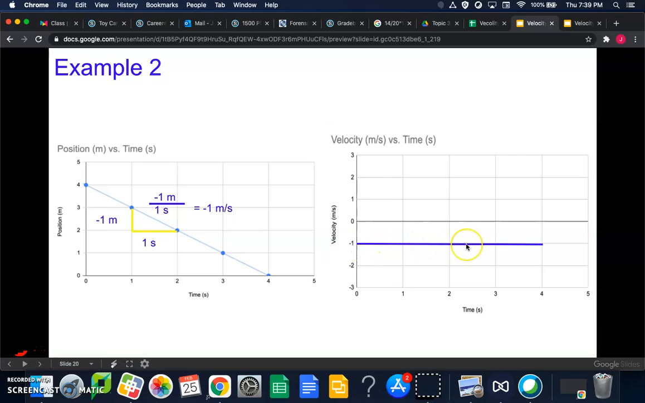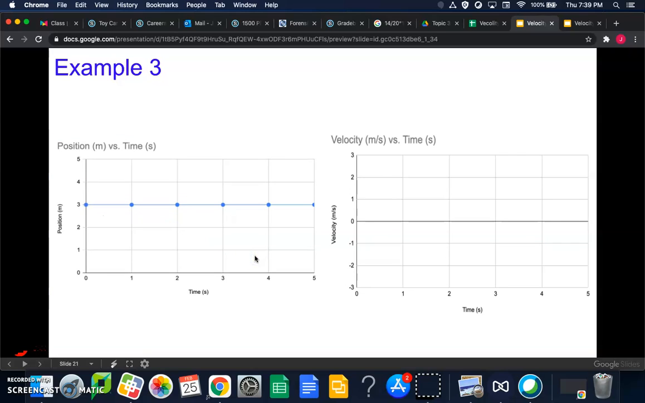So right here. Now notice this one, because this graph only goes from 0 to 4 seconds, my graph over here also only goes from 0 to 4 seconds. I don't add any times that weren't on the original position versus time graph. So that'll be important when we get to example 4.